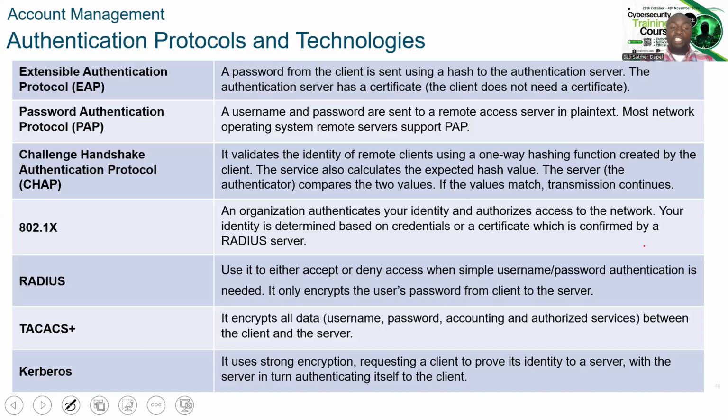Then you have what we call CHAP, the Challenge Handshake Authentication Protocol. It validates the identity of remote clients using a one-way hashing function created by the client. So the client that generates the message will create the hash and the code that he used to hash. And then you, the receiver, should be able to know what that code is. All right. So the server also calculates the expected hash value. The server or the authenticator compares the two values. If the values match, the transmission continues. But if the values do not match, the transmission is stopped immediately.